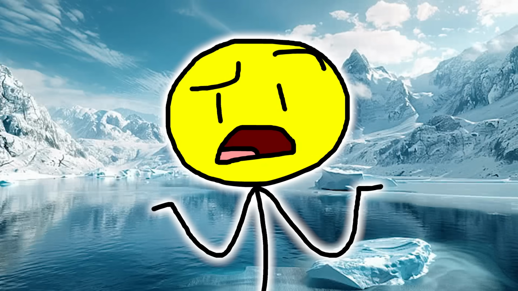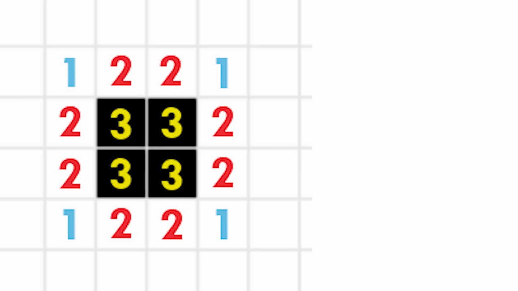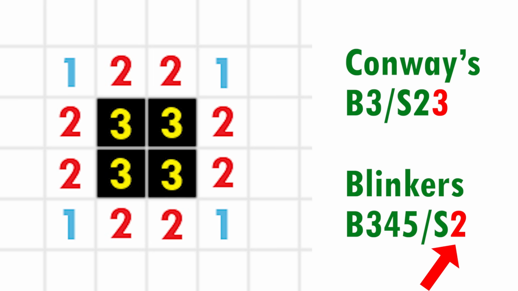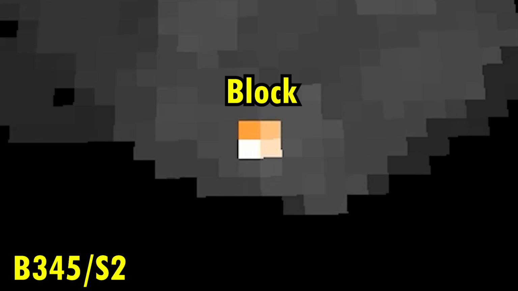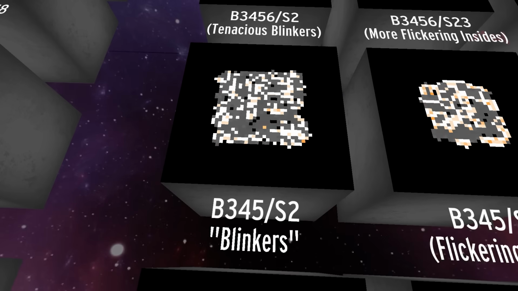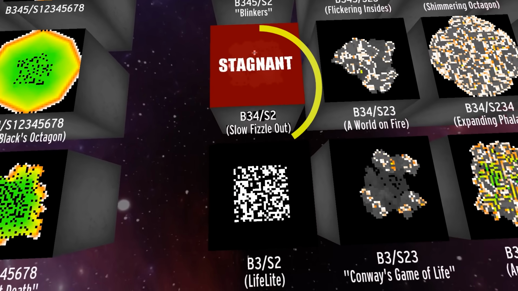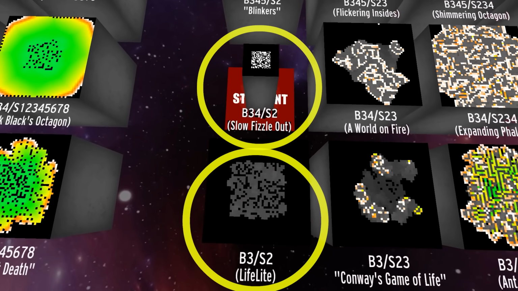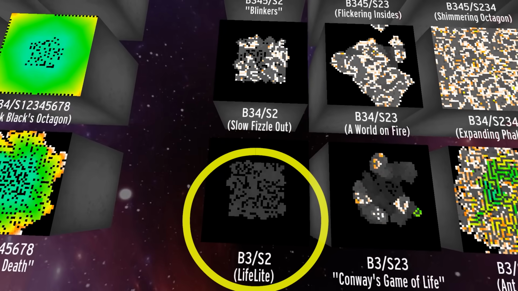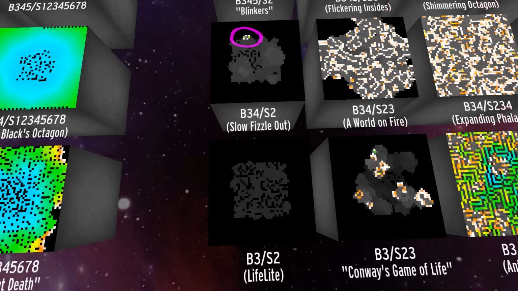Why does this happen? Well, the block is by far the most common still life in Conway's universe, but every cell of the block has 3 living neighbors, which can't survive in blinkers. So every time an amalgamation settles into a block, it actually dies completely. Fates are even worse for its sibling universes to the south, Slow Fizzle Out and Life Light. Ignoring remnant blinkers, these universes die out even faster. But hey, at least this little oscillator survived.